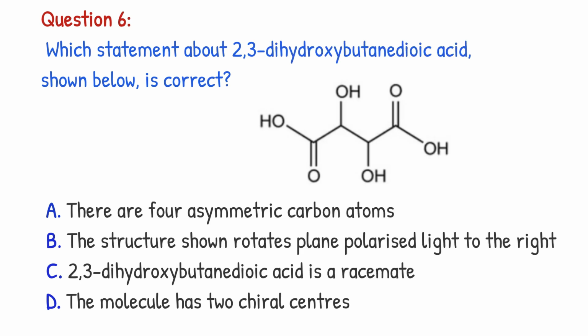Question 6. Which statement about 2,3-dihydroxybutanoic acid shown below is correct? The correct answer is D, because 2,3-dihydroxybutanoic acid has 2 chiral centers, the 2 middle carbon atoms.